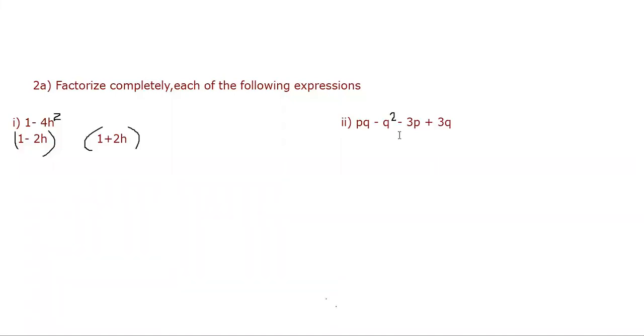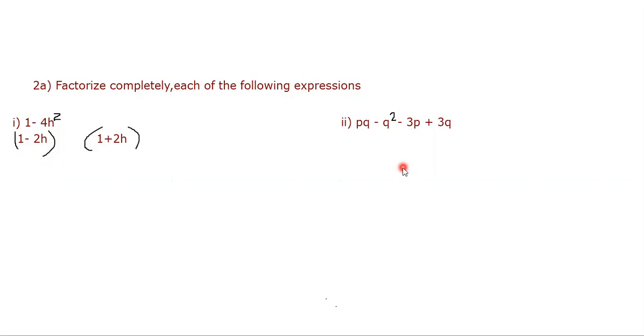PQ minus Q squared minus 3P plus 3Q, right? How do you deal with this? What's the first thing you do? Now, of course, when we look at this, we realize that in the PQ, the Q is squared, and everything else is not squared. Now, we're going to divide this equation into 2. Let me use my spotlight here. I'm going to divide this equation into 2. Good? Now, I'll be focusing on the PQ minus Q squared.